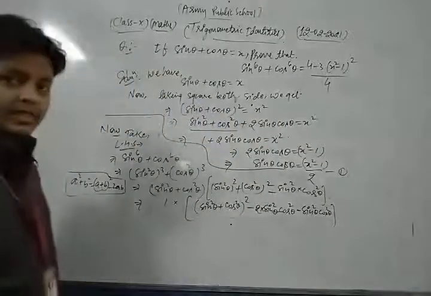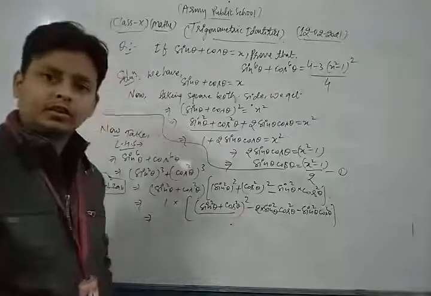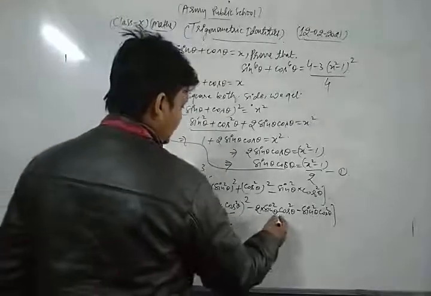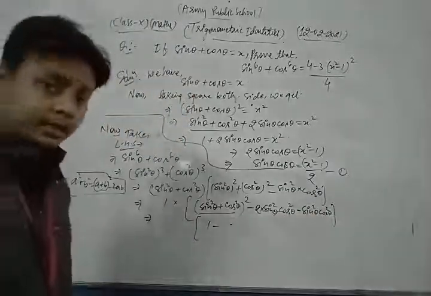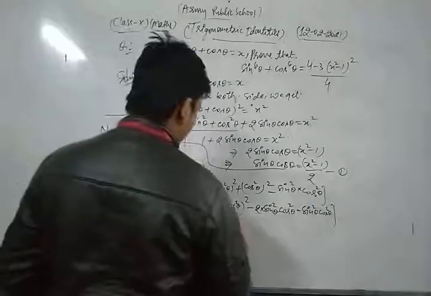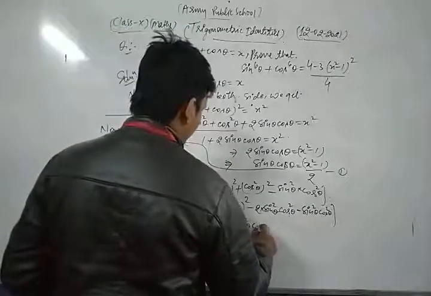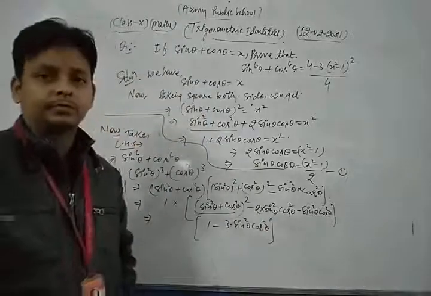Now let's see dear friends, here sin square plus cos square is 1, so we write 1 minus 2 sin square theta cos square theta, and minus another sin square theta cos square theta, that is minus 3. So we have 1 minus 3 sin square theta into cos square theta, okay dear friends.